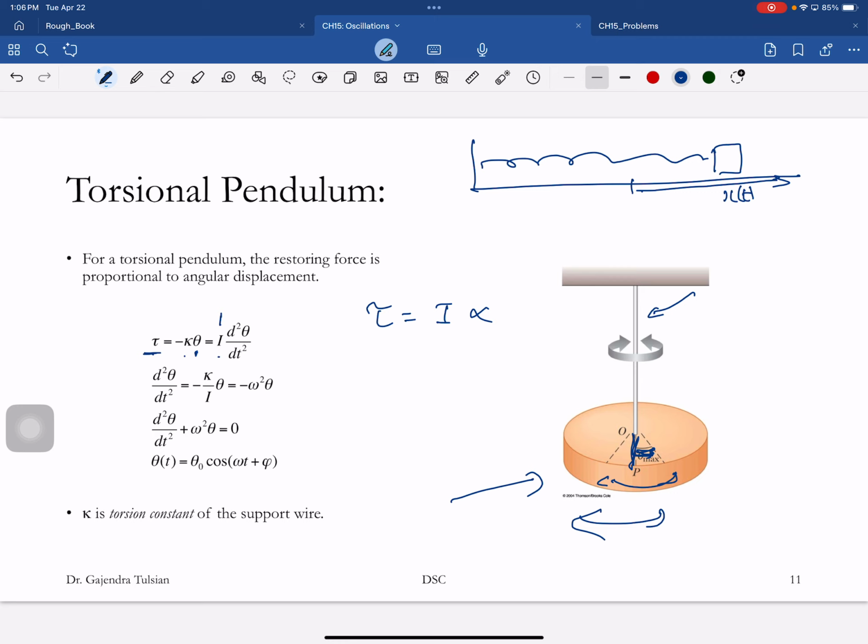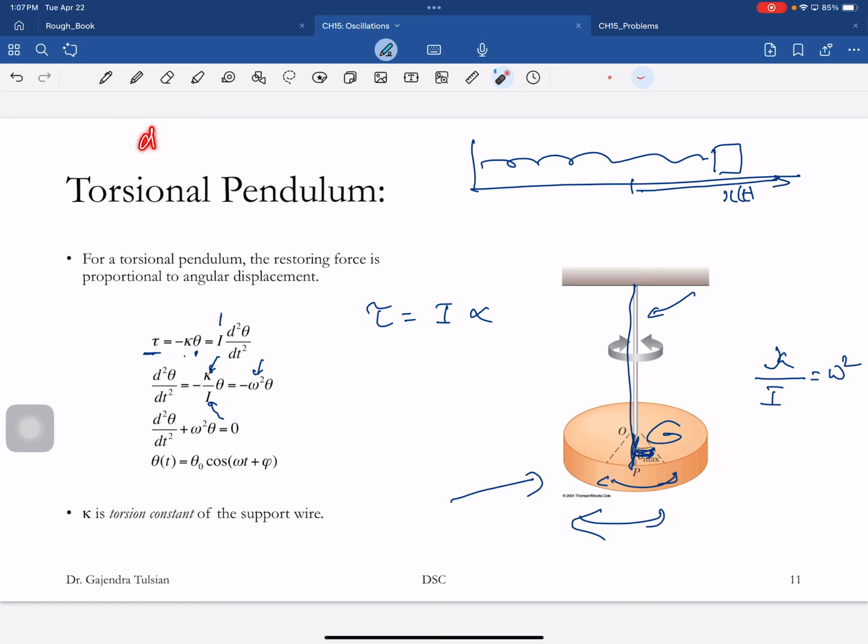And again, the torsion constant is positive, and the moment of inertia of this disk about that axis is positive. So we'll call it omega square. Kappa, the torsion constant, divided by I is omega square. And again, we'll bring that to this side, and you have the same exact differential equation.